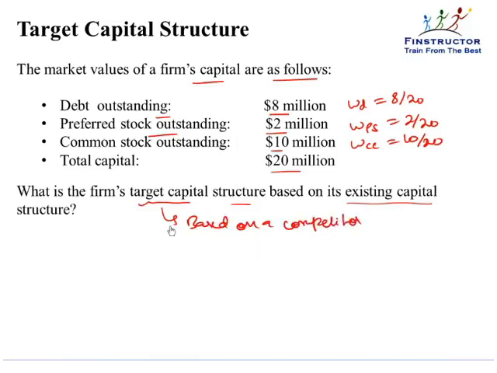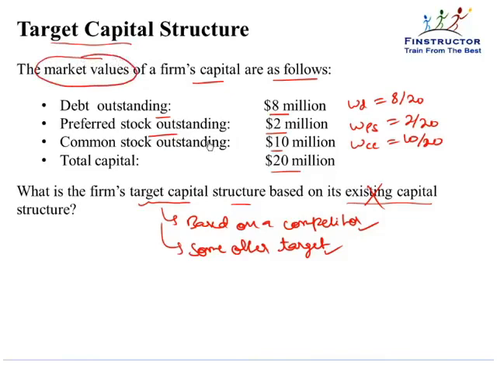Or if not a competitor, based on the average industry's capital structure, or based on some other target that the management wants to achieve. So in that case, make sure that you don't use the existing, rather you use the competitors' or whatever other capital structure the question is directing you to. So always use the target capital structure, and very importantly, always use the market values of debt, preferred stock, and common equity when you're calculating.